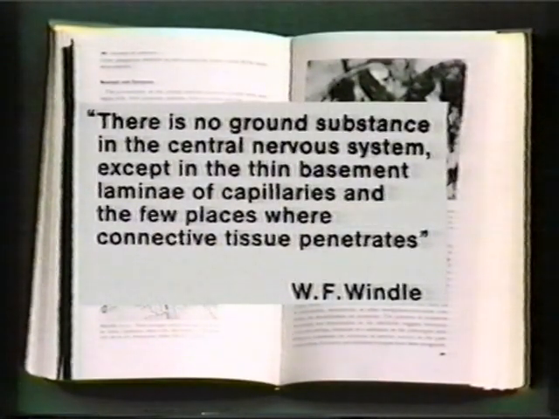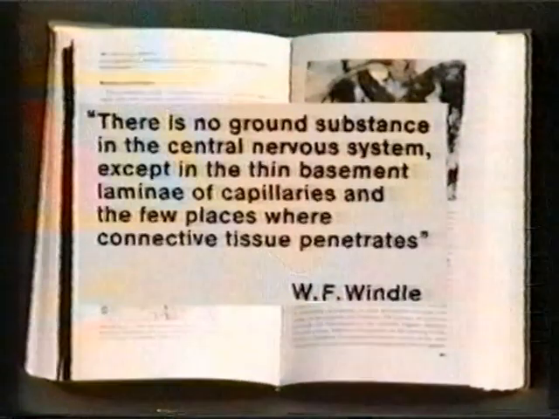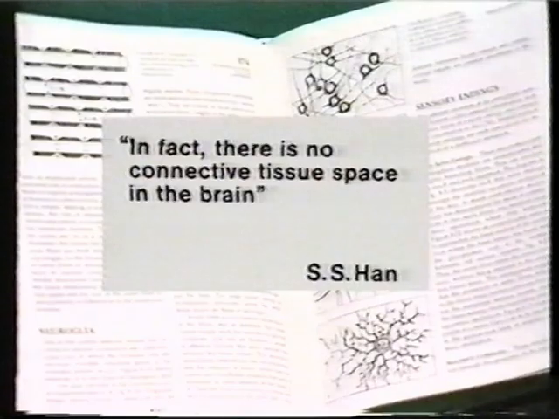Therefore, one must conclude that most of the central nervous system consists of a substance which does not contain any of the elements shown up by these staining procedures, despite the general belief that virtually the whole volume of the central nervous system is filled up with neurons, astrocytes, oligodendrocytes, microglia, and ependymal cells. For example, Windle, an authority on neuroglia, said, "There is no ground substance in the central nervous system, except in the thin basement laminae of capillaries, and the few places where connective tissue penetrates." While Hahn, in his textbook of histology, tells us, "In fact, there is no connective tissue space in the brain."